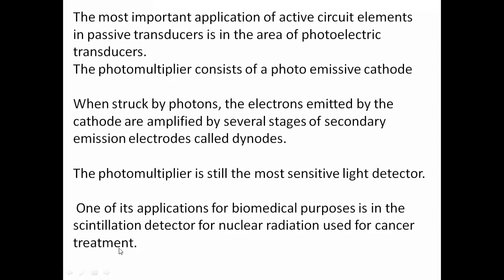For treatment of cancer, we can use some nuclear radiation. For that nuclear radiation, we have to use a radiation counter. How much radiation we are applying has to be measured. That measurement of the radiation will be done by using this photomultiplier tube, measuring the intensity of the light radiation of the signal which is applied for cancer treatment.